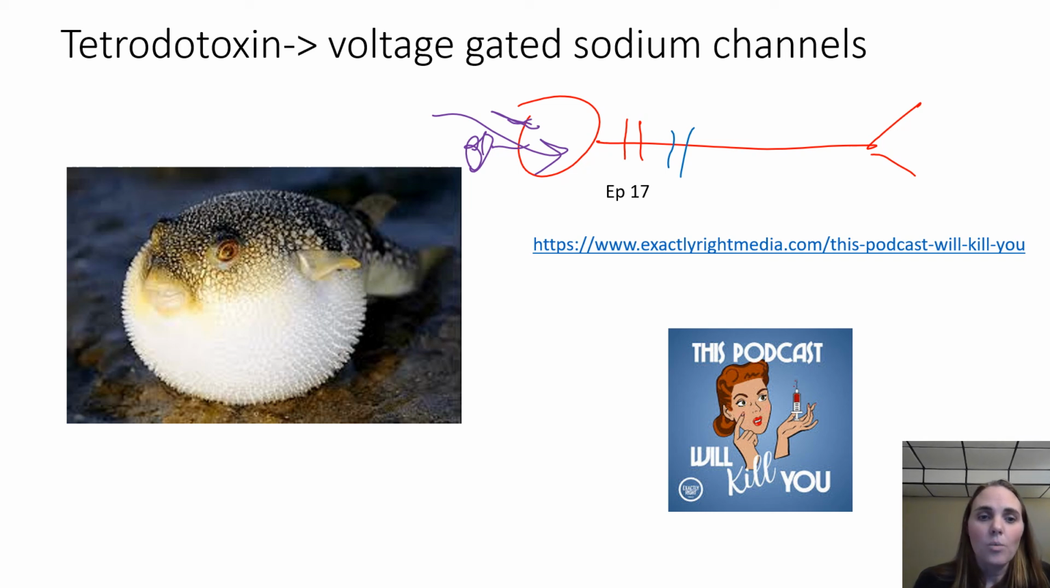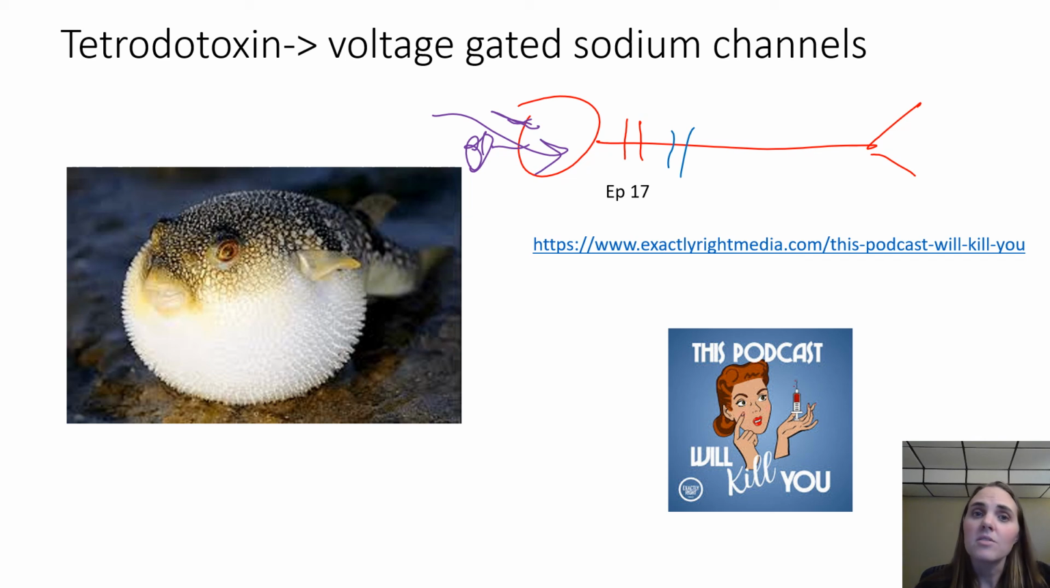And so what tetrodotoxin does is it binds those channels and basically blocks the sodium from being able to enter. And so an action potential cannot be generated. Just think about all the problems you could have in your body if you are not able to generate action potentials in your neurons. Basically, your nervous system is not functioning.